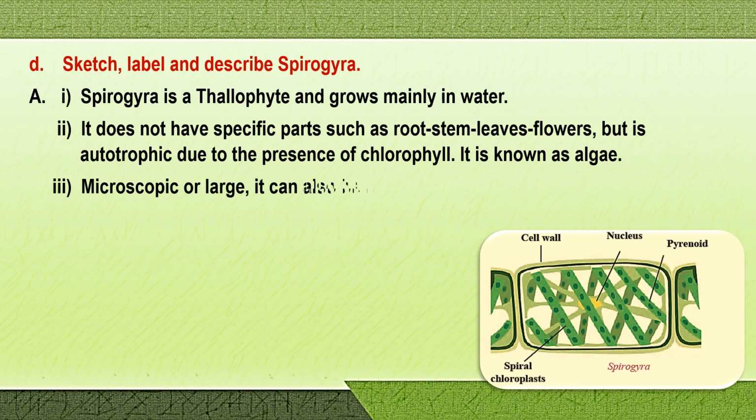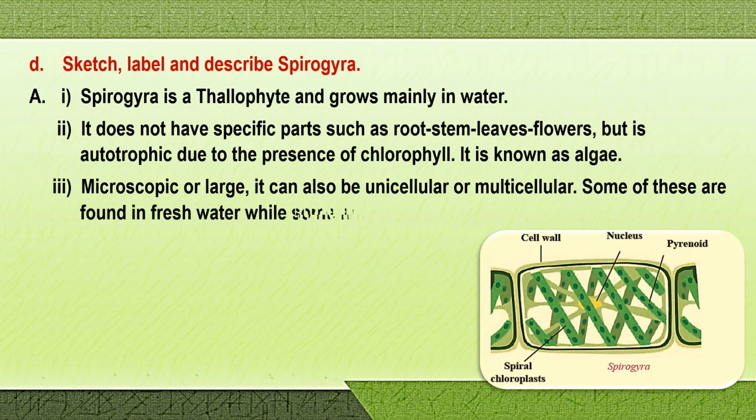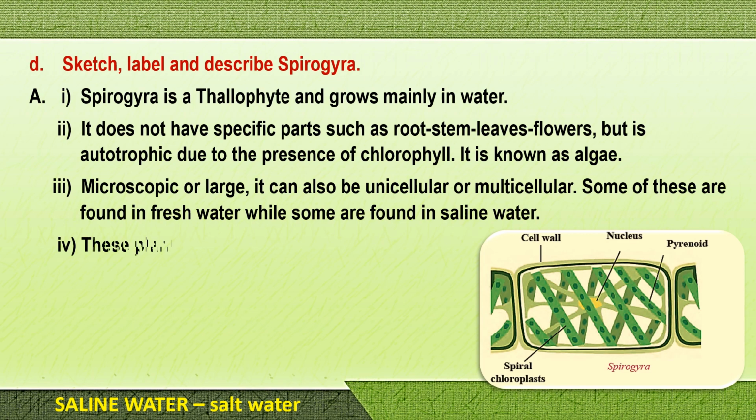Microscopic or large, it can also be unicellular or multicellular. Some of these are found in fresh water and some are found in salt water, saline water, ocean water. So these Spirogyra can be small ones or very large ones too. These plants usually have a soft fiber-like body.